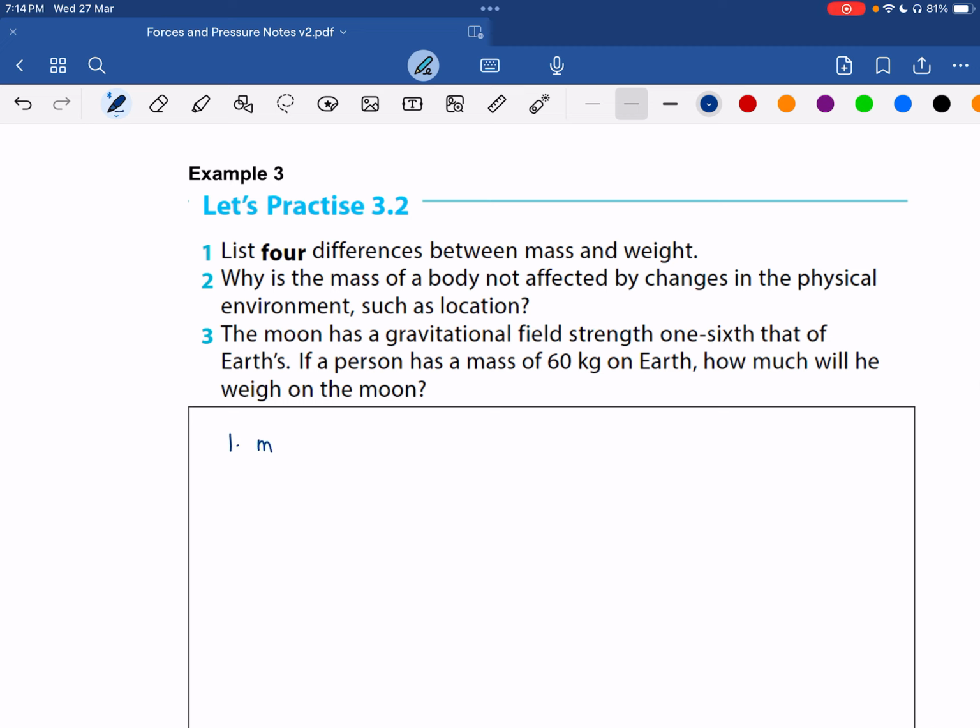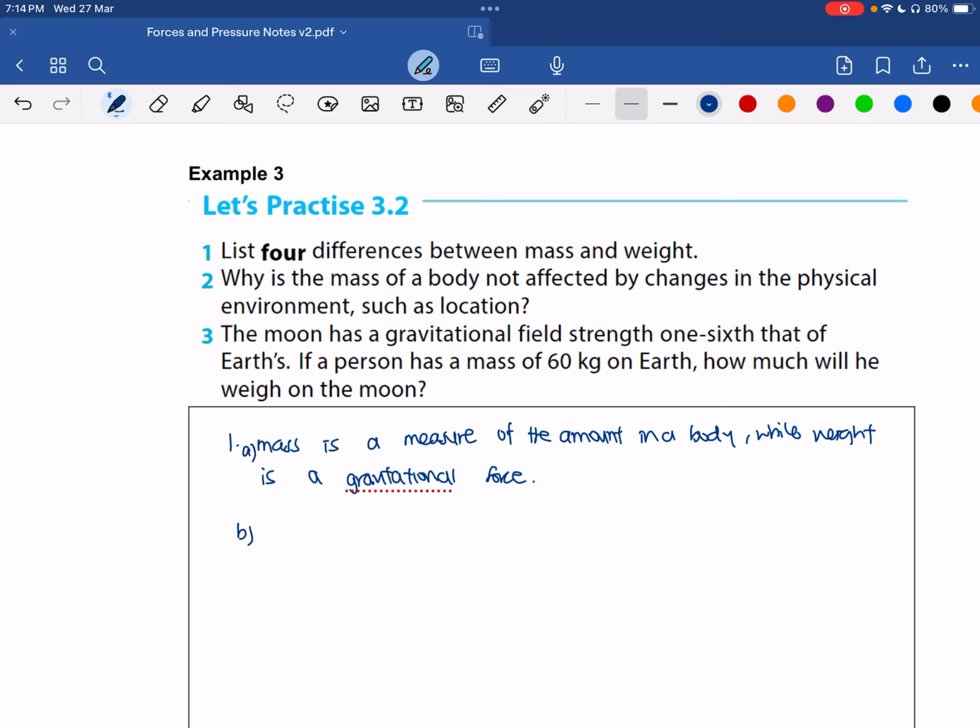So mass is a measure of the amount of matter in a body, while weight is gravitational force. This is the first difference. Second difference will be mass is scalar, while weight is vector.